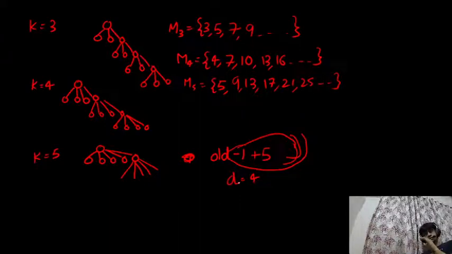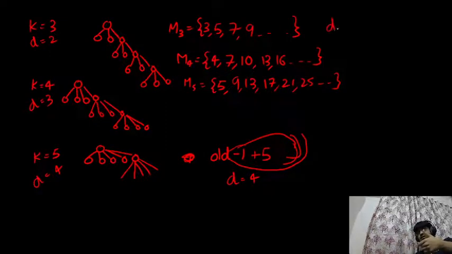If you clearly observe, the D for this was 2. D for this was 3. D for this is 4. Why is it 4? It is always this pattern: minus 1 plus k. So D in general is always k minus 1. This is how it is. D in general is always k minus 1. That will always be the common difference.